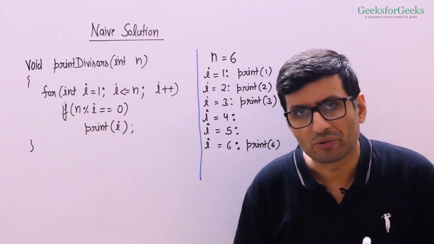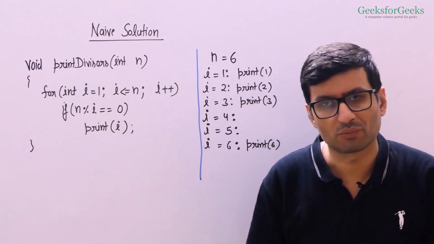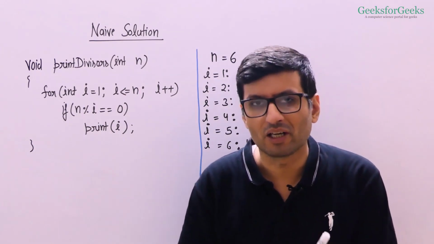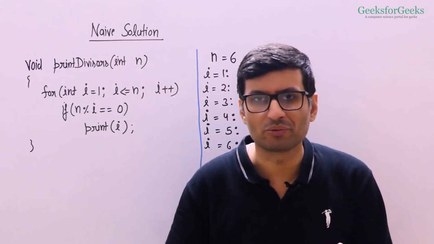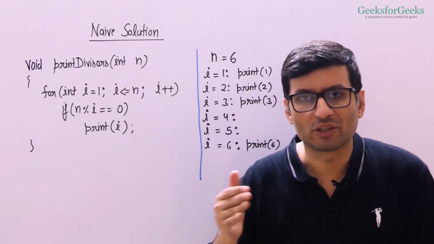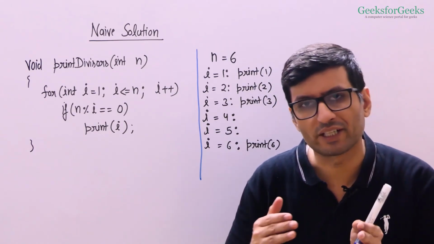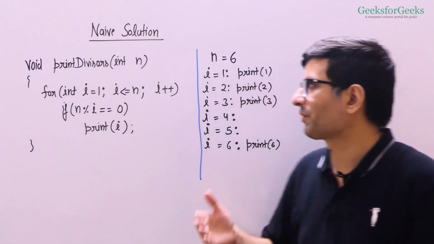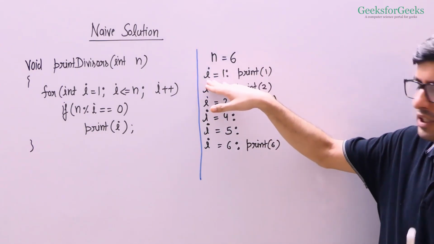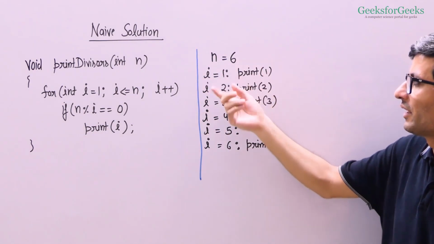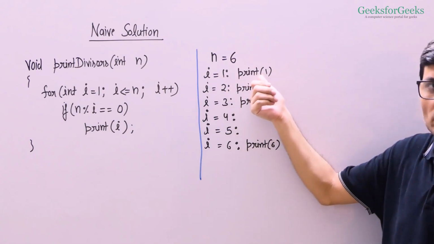Let us first talk about a naive solution to solve the problem. The idea is simple. Our divisors can range from 1 to n. So we run a loop from 1 to n, and for every number i, we check if i divides n. If i divides n, we print i. So if n is 6, we run the loop from i equal to 1, and 1 divides 6. So we are going to print 1 on the screen.